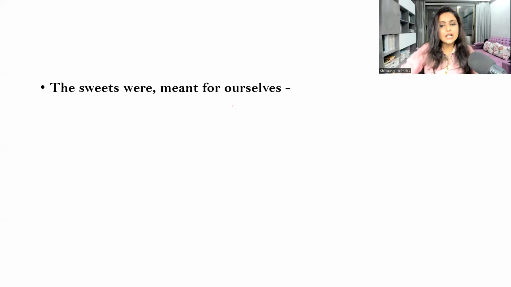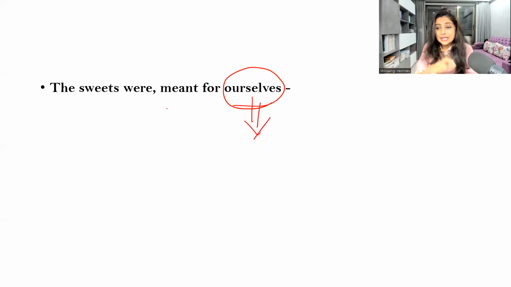The sweets were meant for ourselves. Ourselves is a reflexive pronoun. Can I make use of reflexive pronouns individually? Individually for ourselves. Do I have an antecedent here? Do I have any base here, which should be reflected upon? I don't have any base here. I don't have any antecedent here. So is ourselves correct? Please comment and tell me if it is correct. And if it is not correct, what is the correct expression? What is the correct answer?